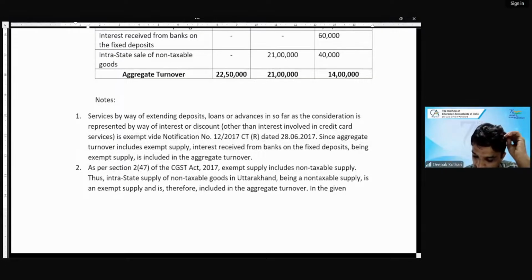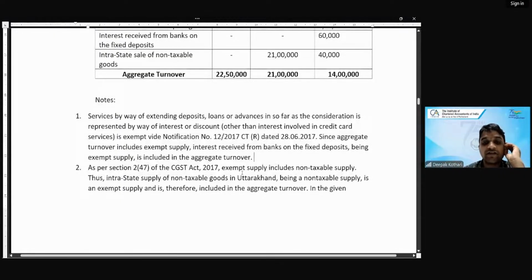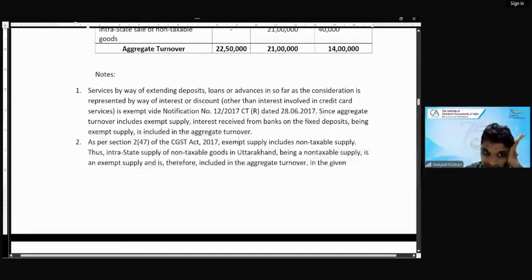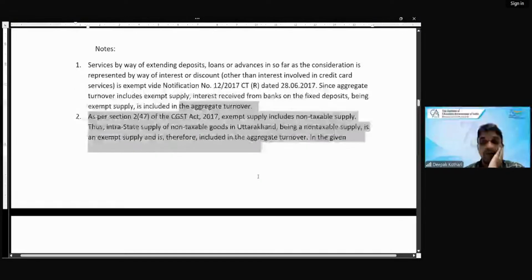But what will happen is that we will include it in the aggregate turnover. That's all. Okay. Next, as per section 2(47), exempt supply includes non-taxable supply. Thus, intrastate supply of non-taxable goods, being a non-taxable supply, is an exempt supply and therefore included in the aggregate turnover.